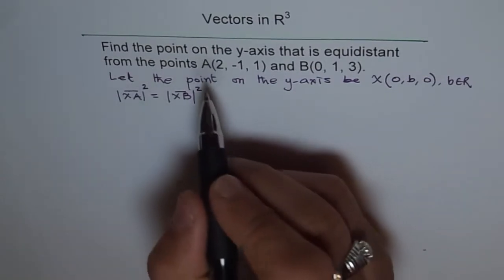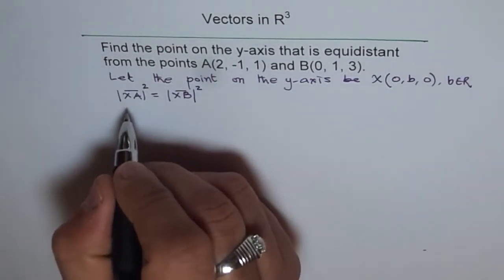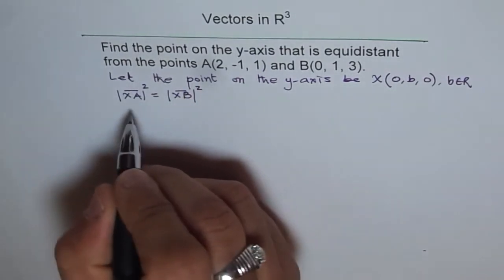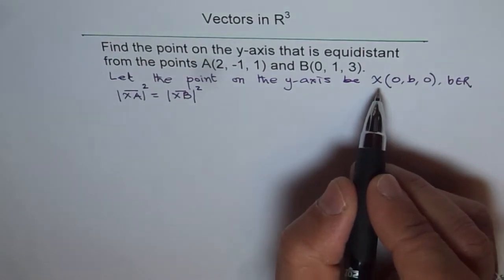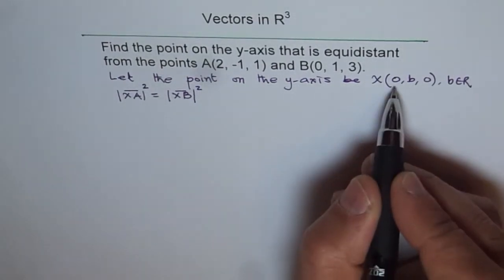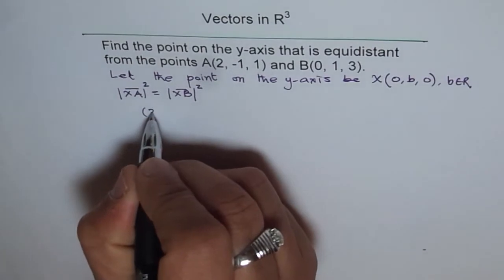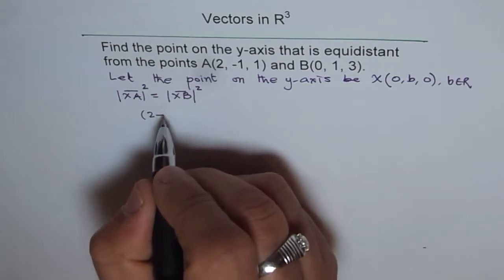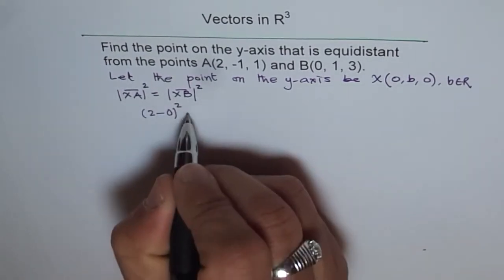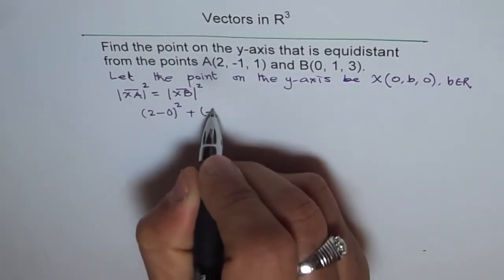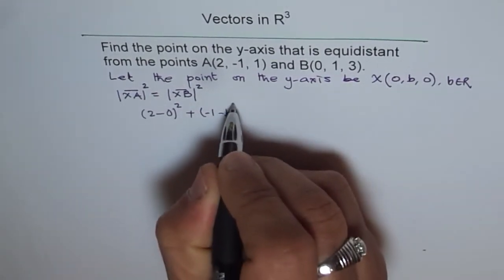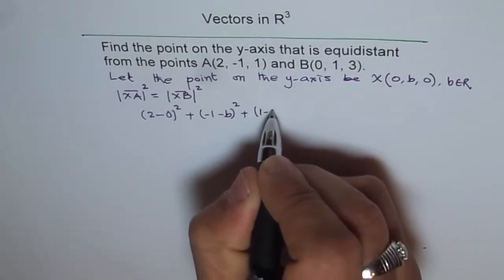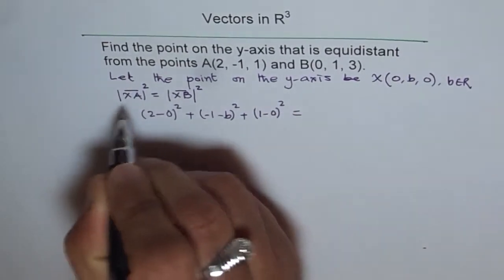So what is the distance between X and A? X is this point and A is this. So the distance from X to A is (2 minus 0) whole square plus (-1 minus b) whole square plus (1 minus 0) whole square. That is X to A.